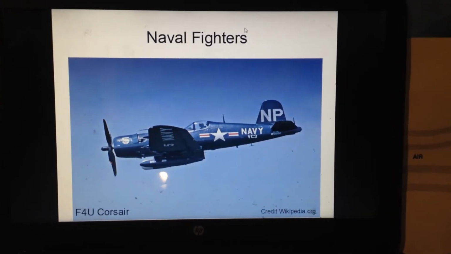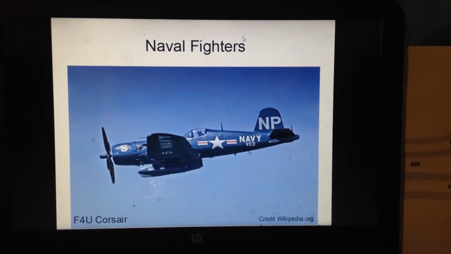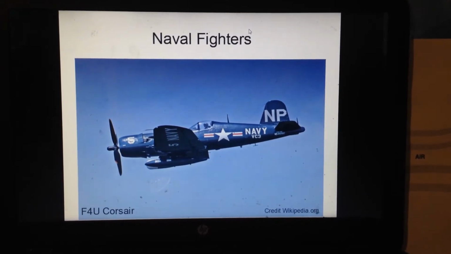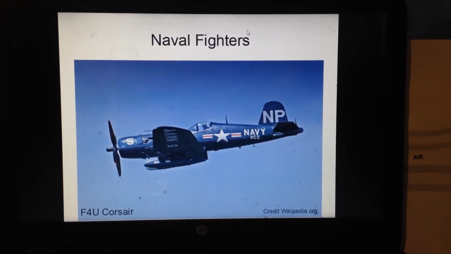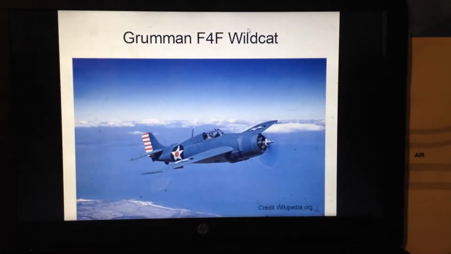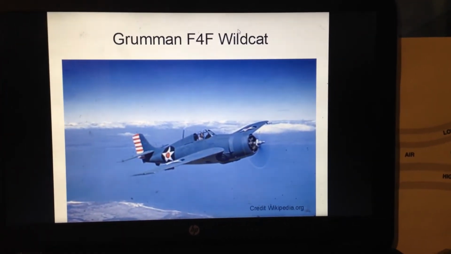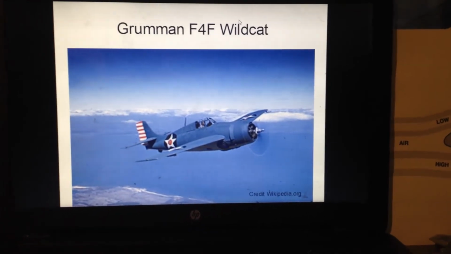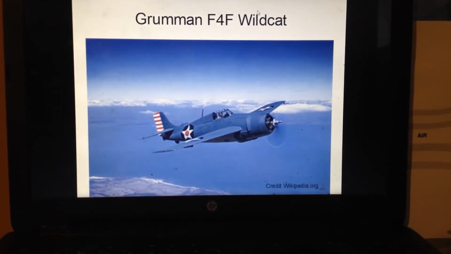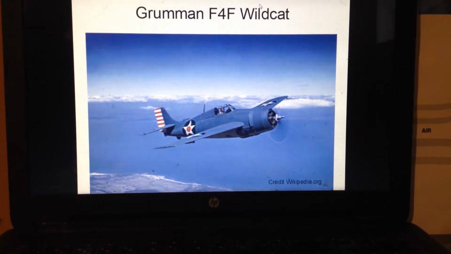Next we have naval fighters. So these planes are almost equivalent to fighter aircraft, except they were designed to be used by navies. First we have the Grumman F4F Wildcat. Now this is an American plane that was introduced pretty early into the war and was mostly used in the Pacific segment of the war against Japan.